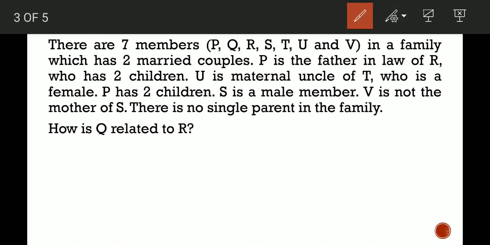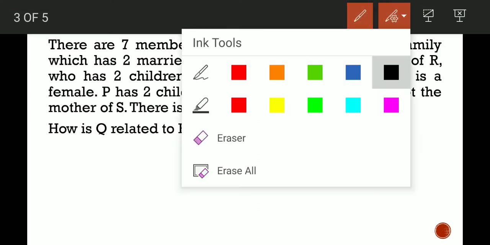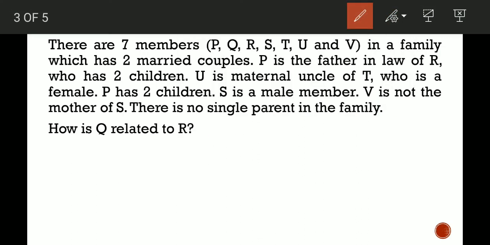This question is based on blood relations. The question says there are 7 members in a family which has 2 married couples. P is father-in-law of R who has 2 children. U is maternal uncle of T who is a female. P has 2 children. S is a male member. V is not mother of S. There is no single parent in the family.